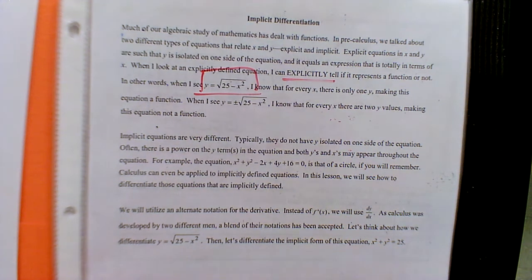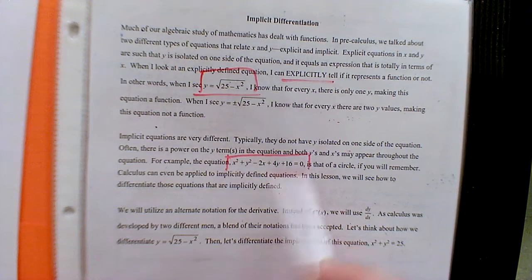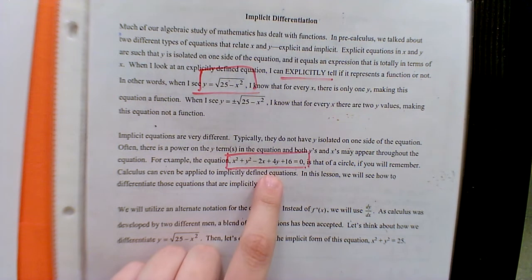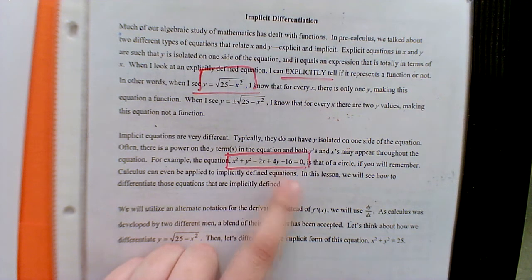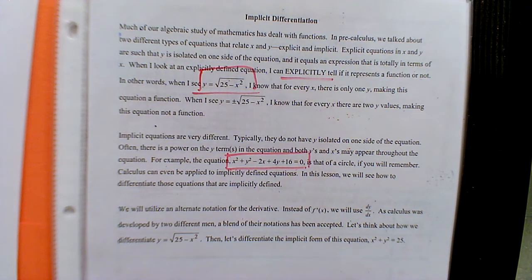Implicit, on the other hand, is an equation that looks like this. Do you notice how the x's and y's are all mixed in? It doesn't say y equals something or x equals something. You have x squared plus y squared minus 2x plus 4y. A bunch of stuff jumbled together.